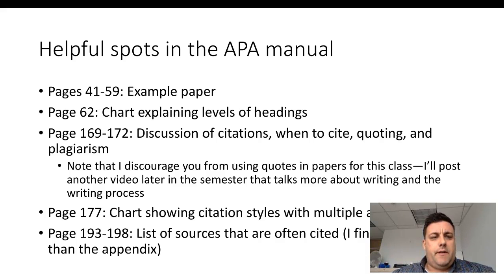So here's a list of things that I think are most helpful in the APA manual. Pages 41 through 59 include an example paper. There are actually a couple in there. The content of those papers isn't all that important, but the formatting is illustrated for you. Page 62 contains a chart of the different levels of headings and how they're formatted. Again, remember that you always start with a level 1 heading, and then if you needed to subdivide that first section, you would use a level 2 heading. If you needed to subdivide again, you would use a level 3 heading.